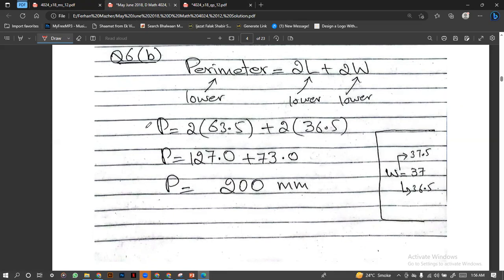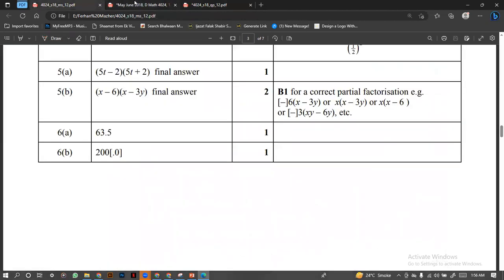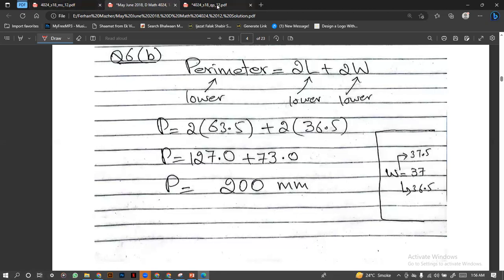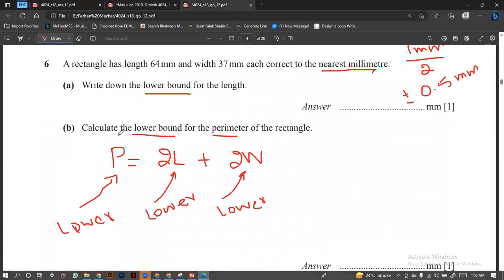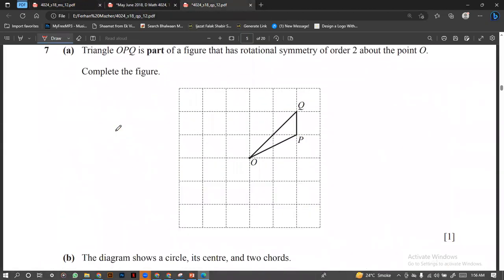So the perimeter will be equal to 2 into 63.5 plus 2 into 36.5. That is 127.0 plus 73.0, and the perimeter will be 200 millimeters. 200 millimeters is the right answer, sir. This is the solution, how this is done. Hopefully you understand. Okay, so we are going to the next question.